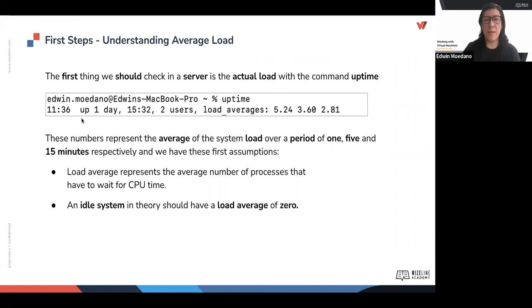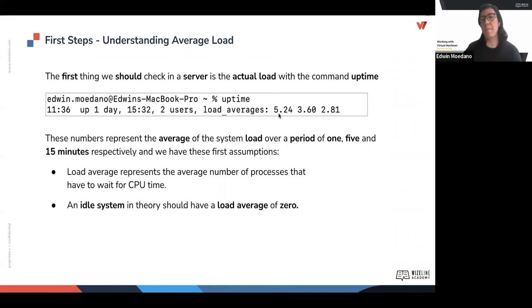The uptime command tells us how many days and when the server started, how many users are logged in, but we're looking for the load average. This load average is going to give us 3 different numbers: 5.24, 3.6, and 2.82. But what do those numbers mean, right? Those numbers represent the average load of the system over a period of 1, 5, and 15 minutes respectively.